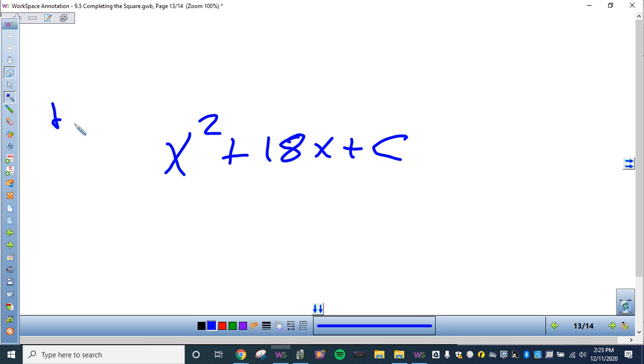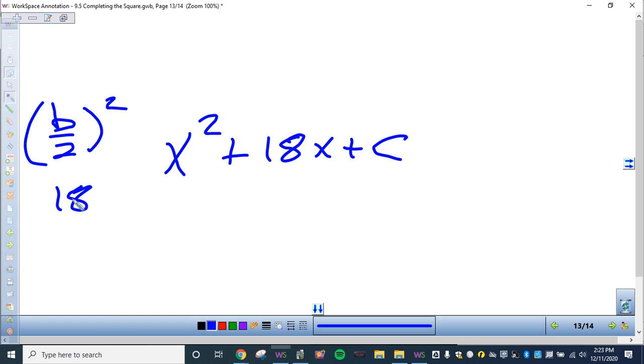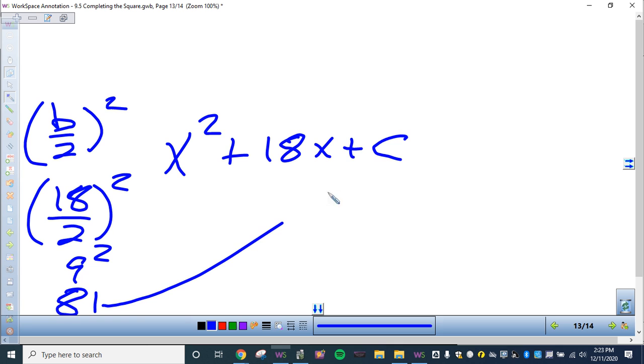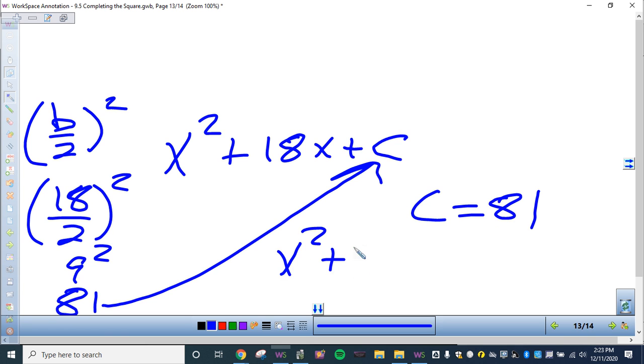So you just do the b over 2 squared, which is 18 over 2, which is 9 squared, which is 81. So that 81 just goes right there for the c. So c equals 81. So you have x squared plus 18x plus 81. And then I just want you to factor.